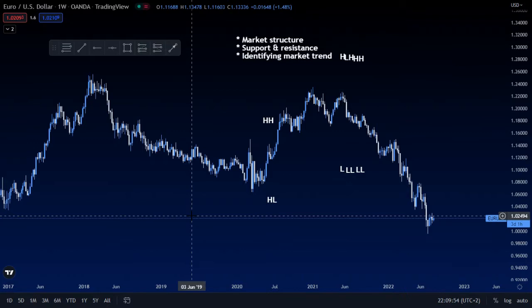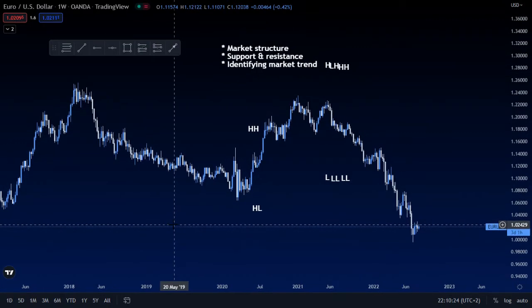Now, in this course, the techniques and skills that we are going to be learning are going to be applicable across all asset classes. And basically, what we're going to be learning in lesson number one, this is the introductory lesson, is market structure, how to identify market structure, how to identify when market structure is changing, identifying support and resistance, as well as identifying the market trend.